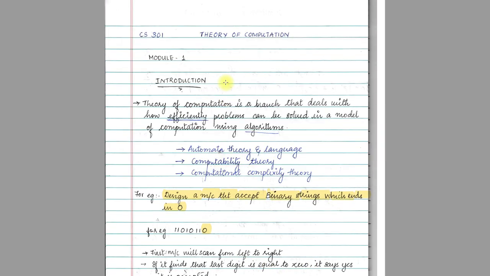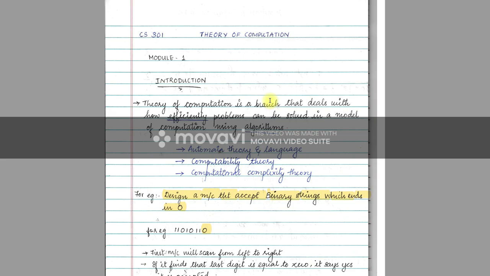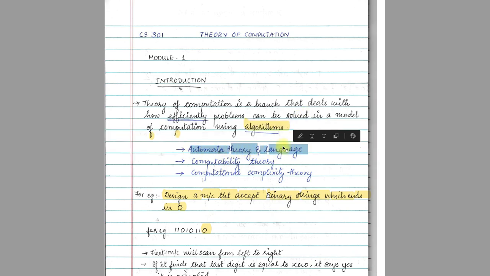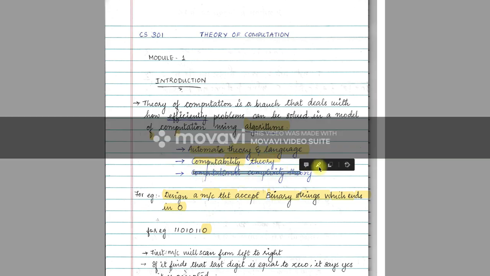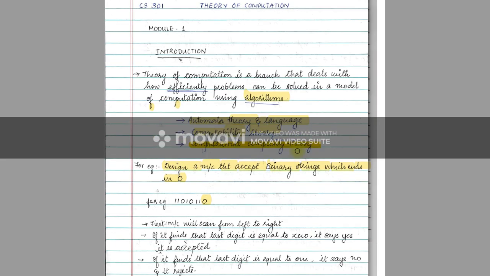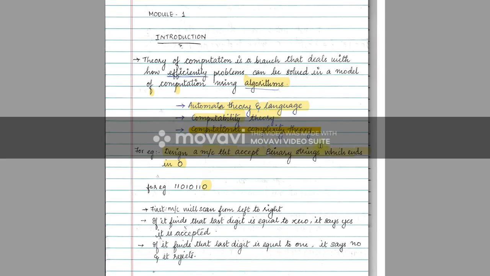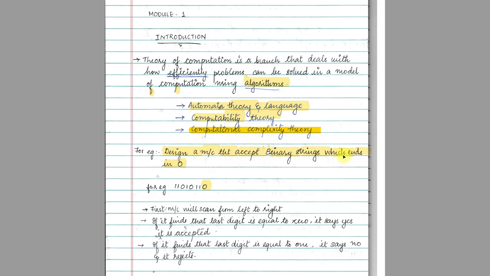So we can say it another way. Theory of computation is a branch that deals with how efficiently you can solve a problem in a model of computation with respect to algorithms. And the areas we are focusing on are automata theory and languages, computability theory, and computational complexity theory. So these are the three areas used in order to identify the efficiency of solving a problem.